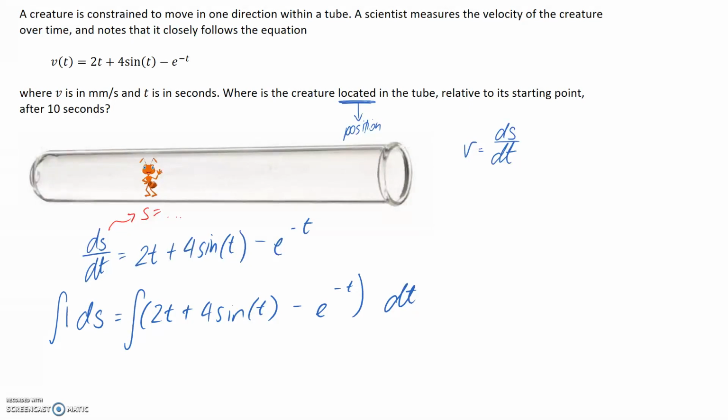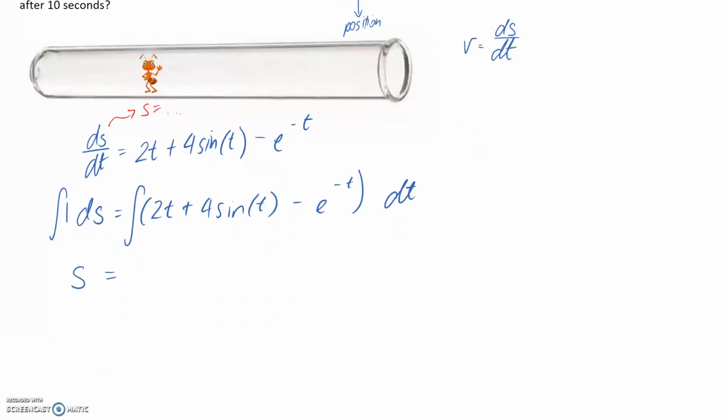And remember that we can pop a 1 in here if it helps you out, to integrate 1 with respect to s. So let's do that. The integral of 1 with respect to s is just s itself. And now we need to integrate all of these terms with respect to time. For this first one, it's just going to be the power rule, where we add 1 to the power and divide by the new power. Remember, there's a little implied 1 in here. So 1 plus 1 is 2, divided by 2.